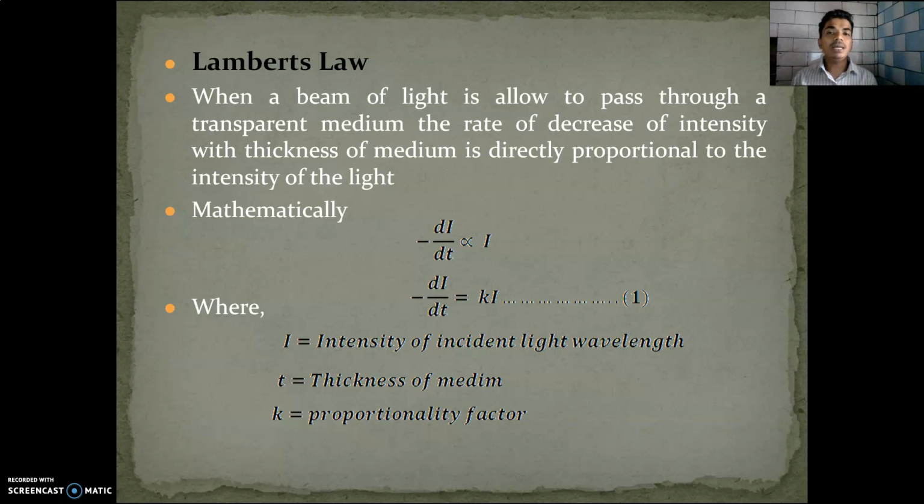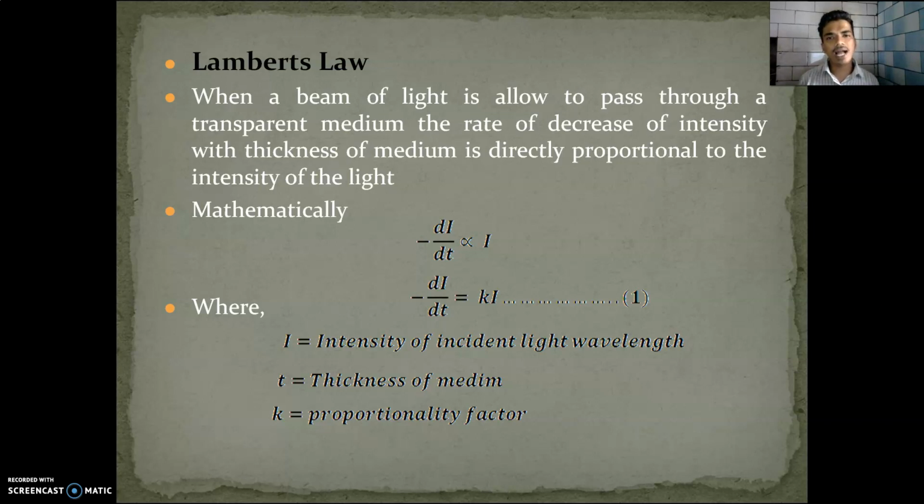In that, when a beam of light is allowed to pass through a transparent medium, the rate of decrease of intensity with the thickness of the medium is directly proportional to the intensity of the light. So Lambert's law states that when a beam of light passes through a transparent medium, the rate of decrease in intensity with thickness of medium is directly proportional to the intensity of the light. So mathematically he created an equation in the form of a derivative.